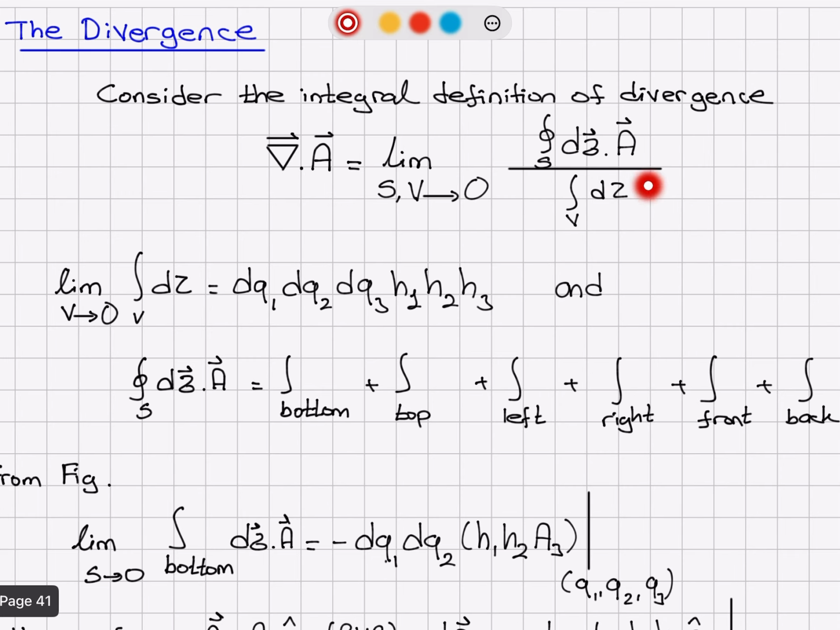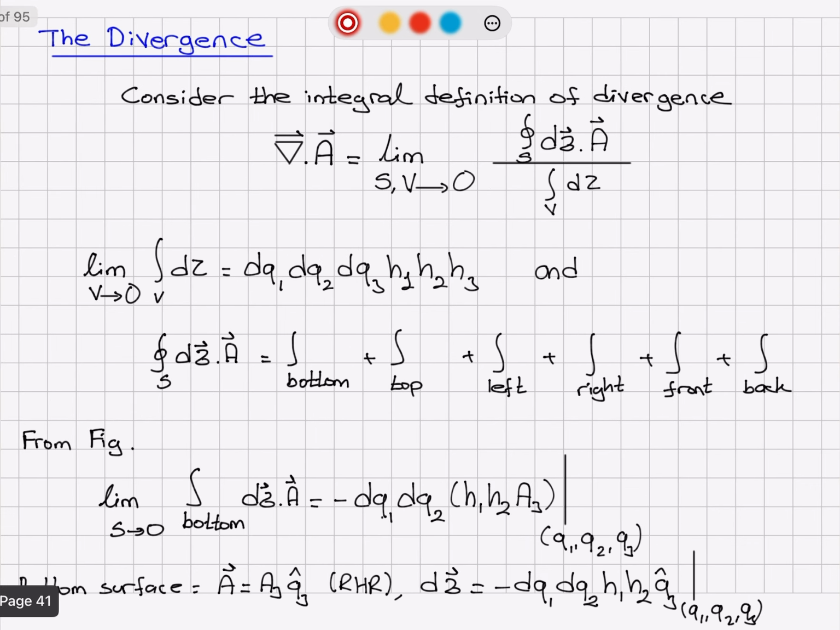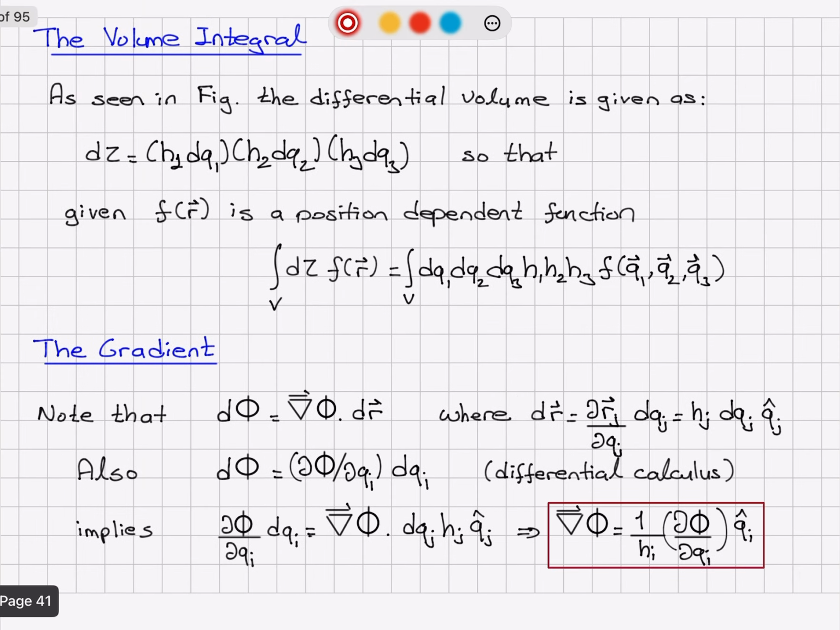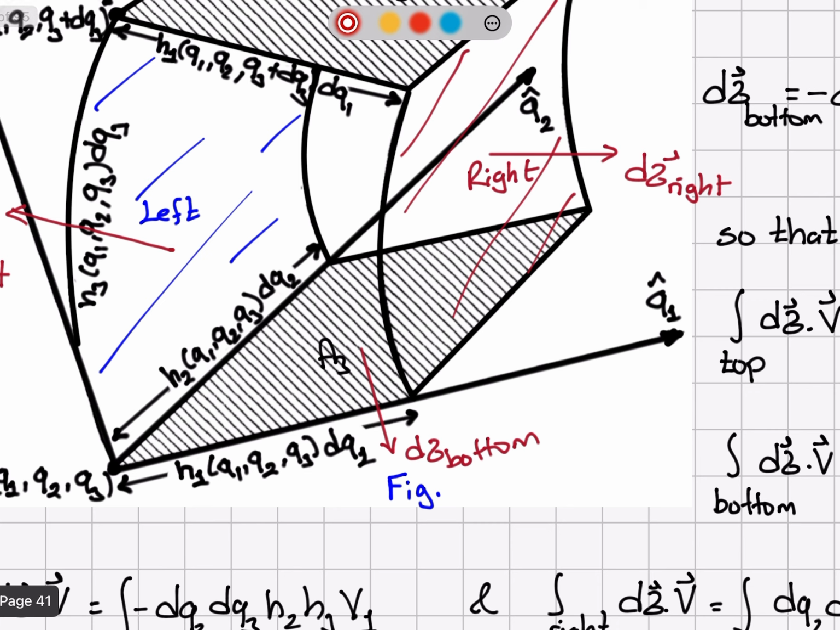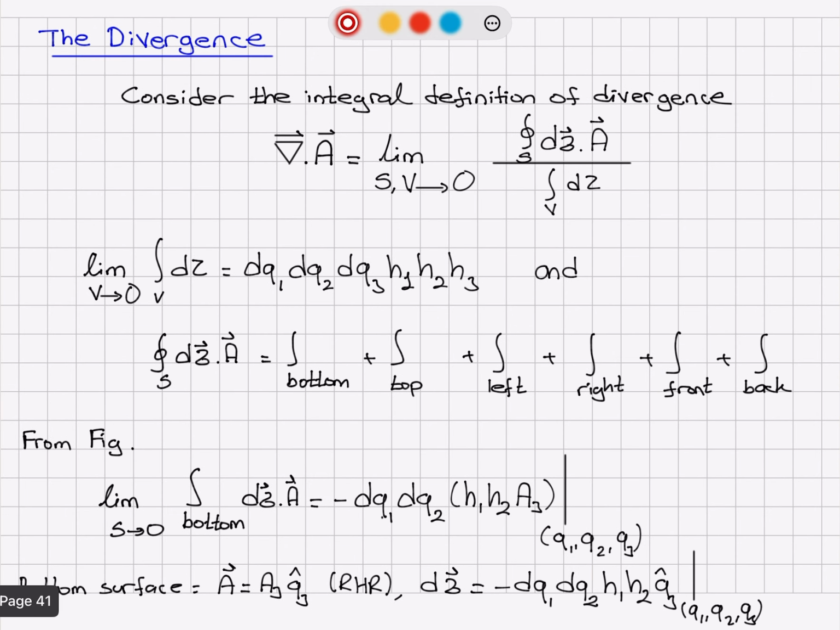For the differential volume part, we have already found previously that d tau is h1, h2, h3, dq1, dq2, dq3. For the closed surface integral d sigma dot A, I have to consider the bottom, top, left, right, front, and back surfaces. For each of them, the area vector has to point normal to the surface, in the outwards direction. By looking at the bottom contribution, for example, this area is given by h1, h2, dq1, dq2. The area vector must point in the minus q3 hat direction. So I have minus dq1, dq2, h1, h2.